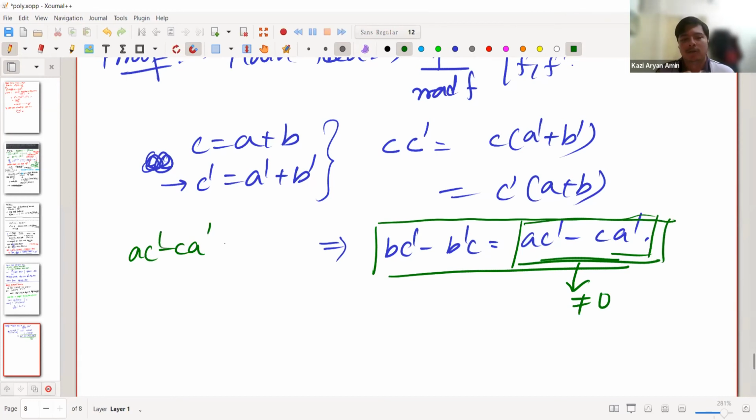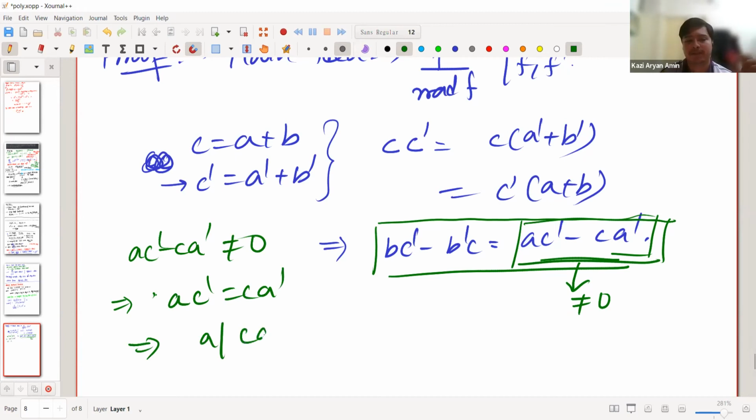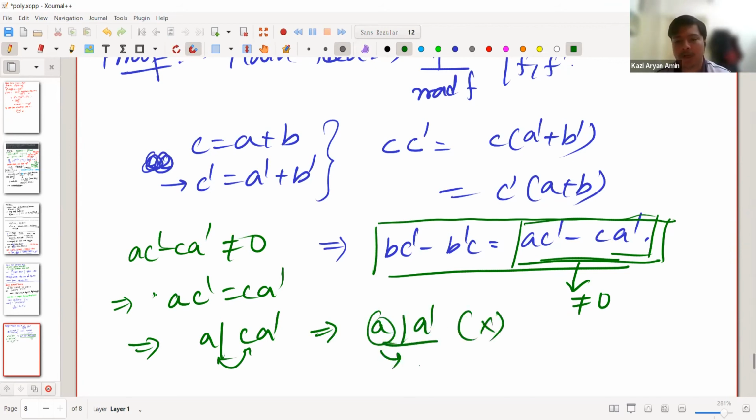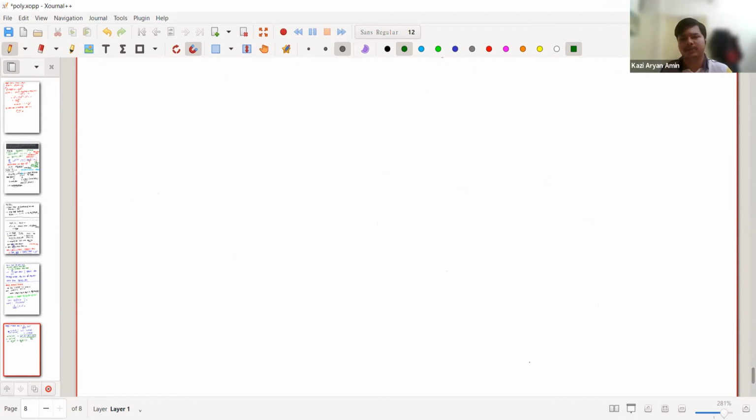Also note that ac dash minus ca dash is not equal to 0, because if it were equal to 0, you would have ac dash equals ca dash, which means a divides ca dash. But you know that these two do not have any common factors, so this would just mean a divides a dash, which cannot happen because of the degree being higher.